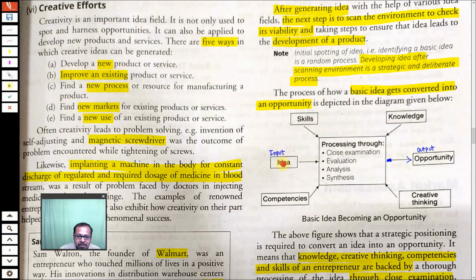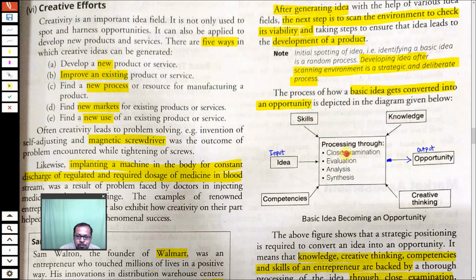An idea can be converted into an opportunity when there is a mixture of four things. Now which are these four things? Skills, competencies, knowledge and creative thinking of the businessman. Let me repeat, what is needed to turn an idea into an opportunity? Skills, knowledge, competencies and creative thinking of the entrepreneur.